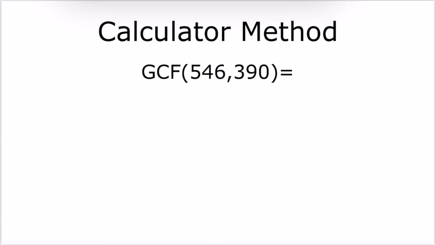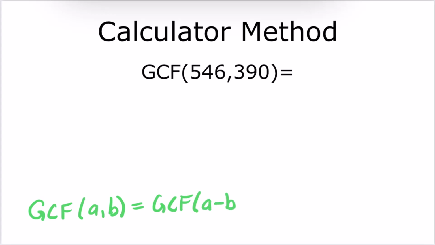So the way that the calculator method works is based on a theorem in your book which says that the greatest common factor of any two whole numbers, so let's call them A and B, equals the greatest common factor of the bigger number minus the smaller number and the smaller number. So in this case, I'm assuming A is greater than or equal to B. And I can use this theorem to help me find the greatest common factor of really big numbers.